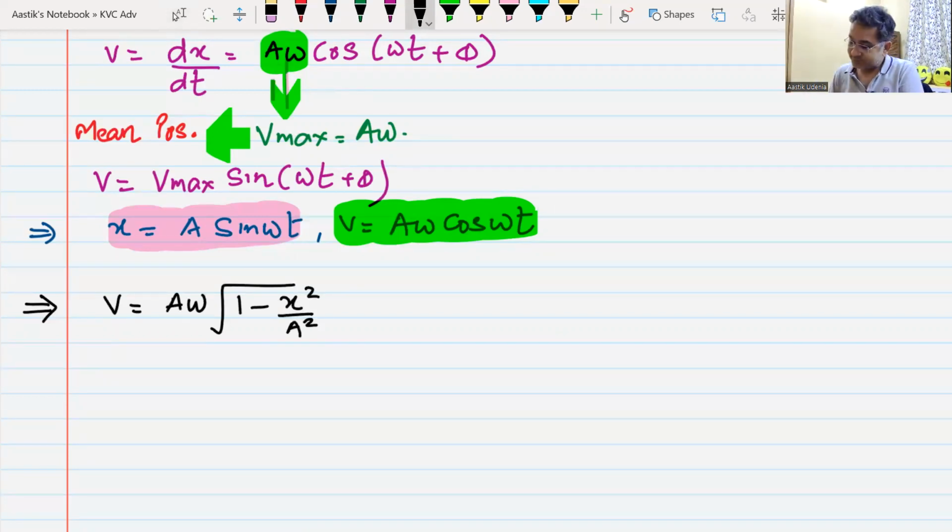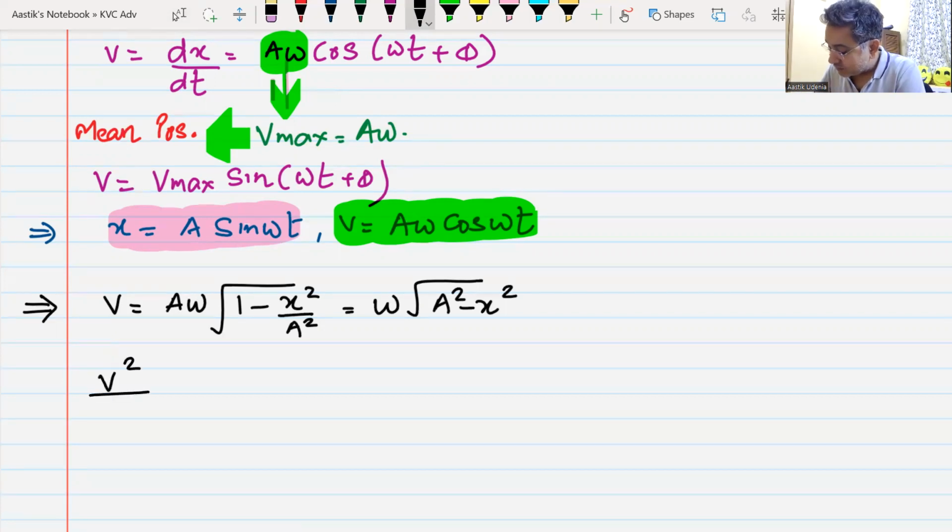Yes or no? Yes, sir. This is simple trigonometry, sir. So ultimately, you will get this result. Omega will be left, omega into root over a square minus x square. Do we understand this? Yes or no? So you can write it in this fashion also. V square by omega square plus x square is equal to a square. You can also write it in this fashion.